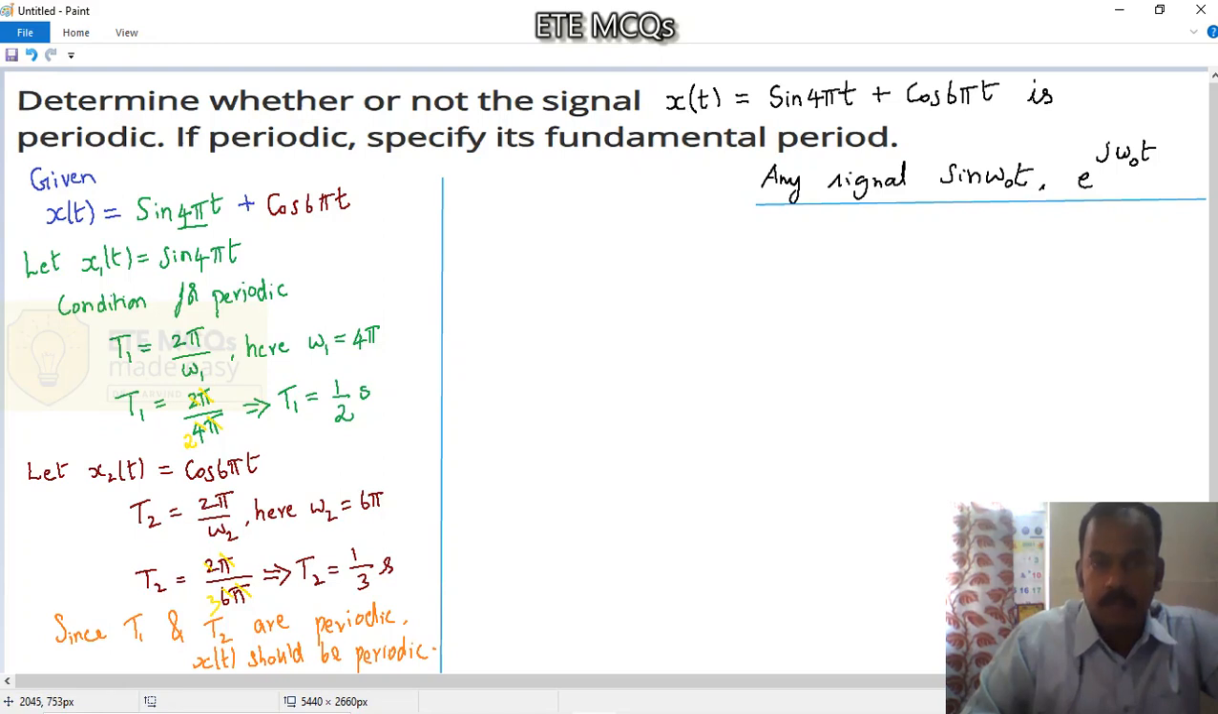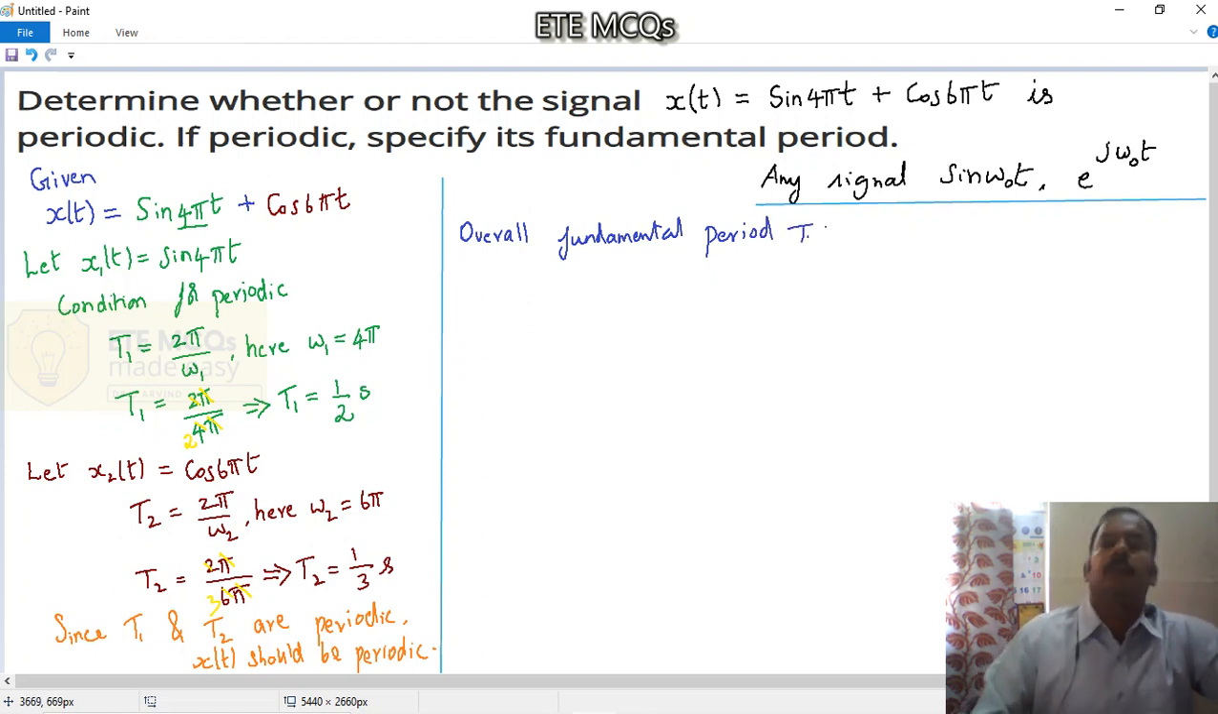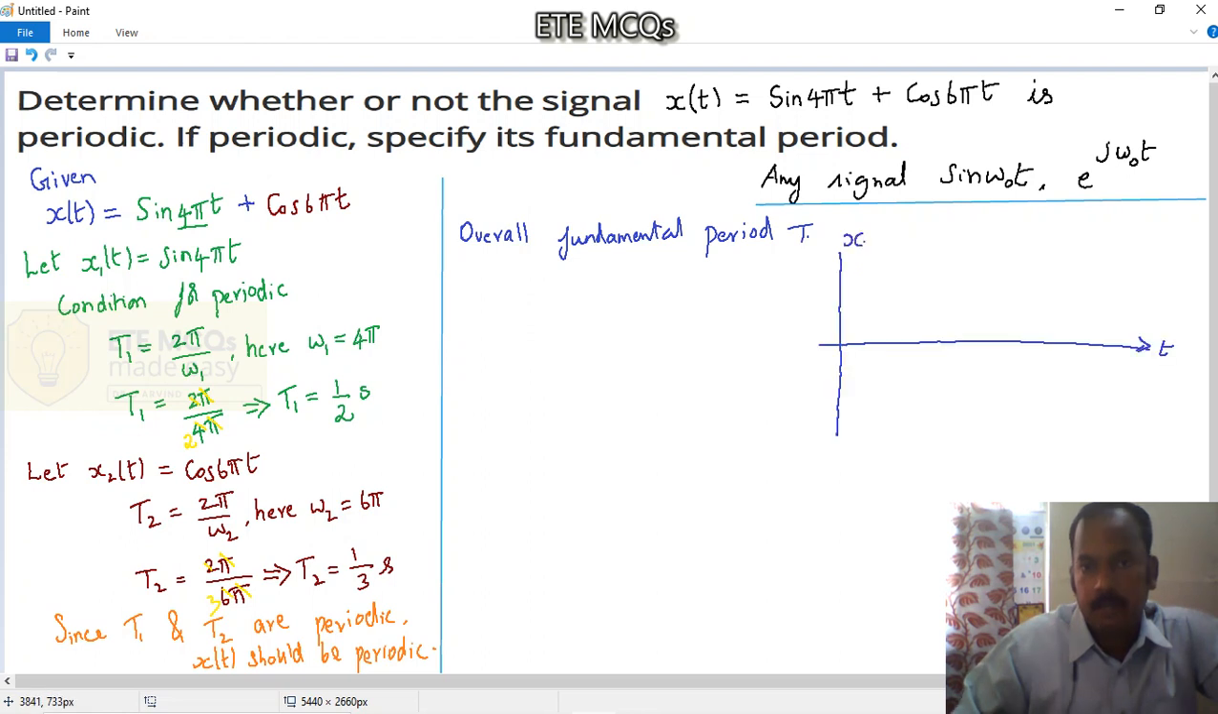How do we find the overall fundamental period? Let us represent it by T. In order to find the overall fundamental period, we need to find a common fundamental period for T1 and T2. Once you find a common fundamental period for T1 and T2, that will be the overall fundamental period. So let us just understand this with the help of a small diagram. Let me just have a plot for the signal x of t.